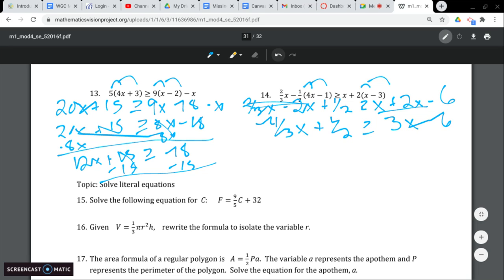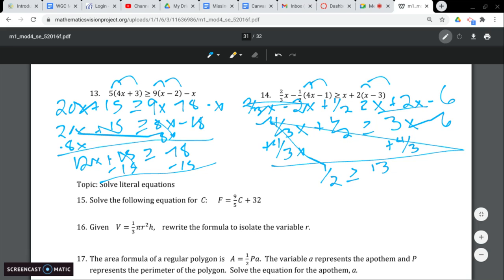All right, so now, next step. We need to move our x's to the same side and get our constants to the same side. So I'm going to add the 4/3 to the 3. Sorry for the random lines again. So we have 1/2 is greater than or equal to. Now, 3 plus 1 1/3 is going to be 4 1/3, which is the same thing as 13 thirds. I know, like I said, crazy stuff in this one.